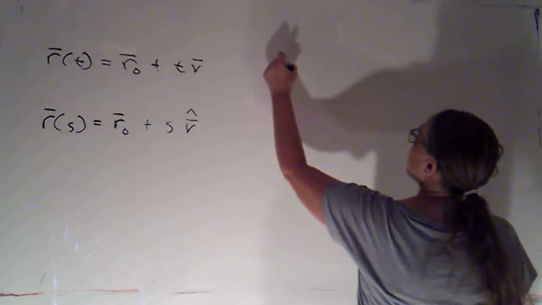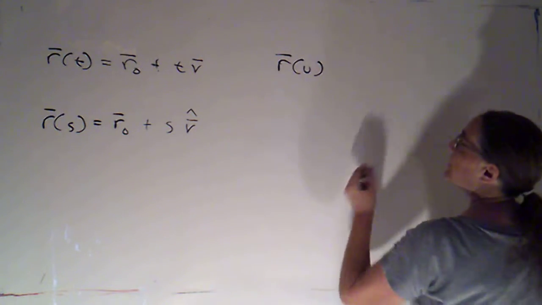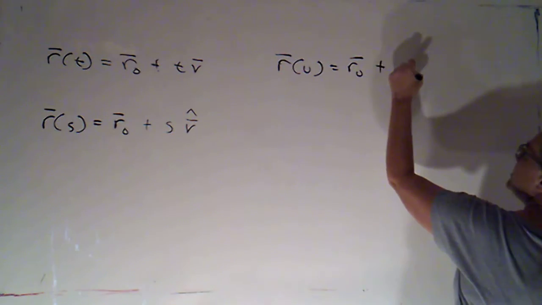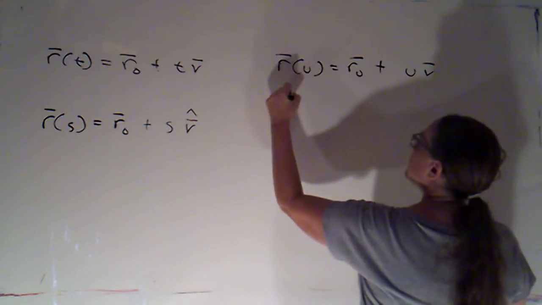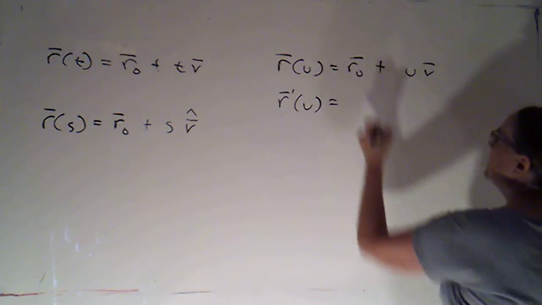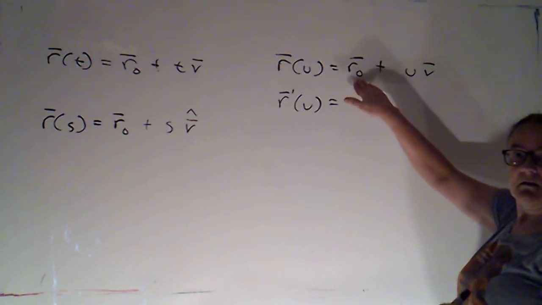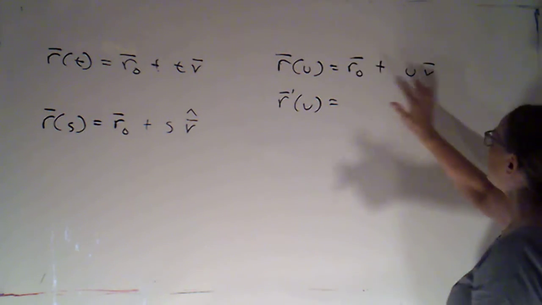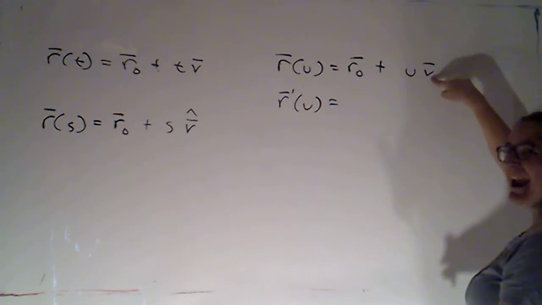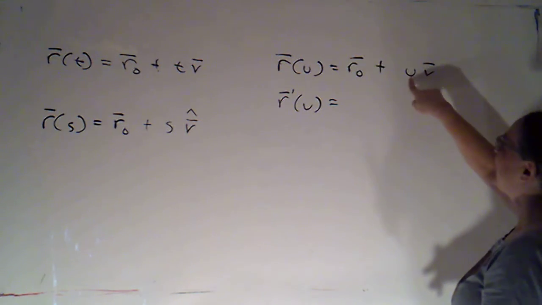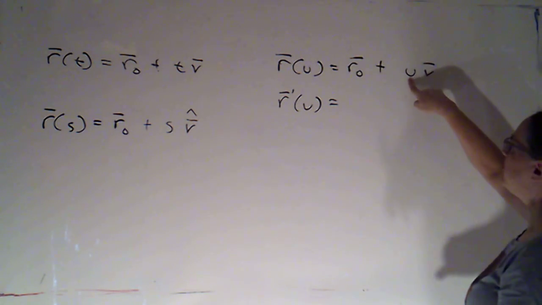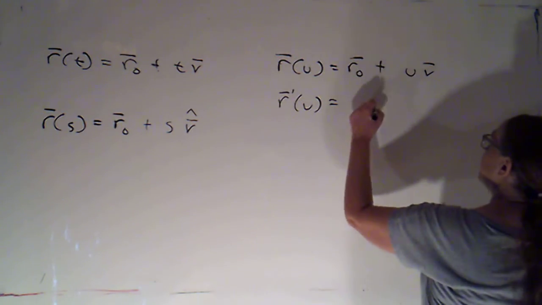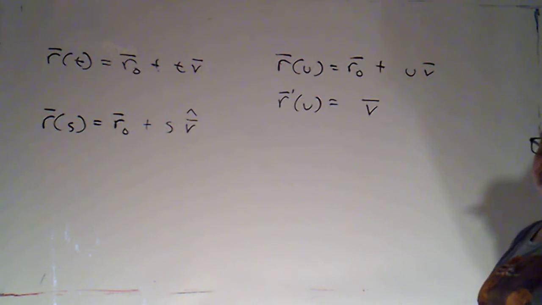So if I were to write things in terms of a dummy variable u, we would have r naught plus u times v. So r prime of u, now r naught is just a constant. The derivative of a constant is 0. This is a constant vector times my parameter u. I basically have the vector version of the constant multiple rule. That's just going to be v.